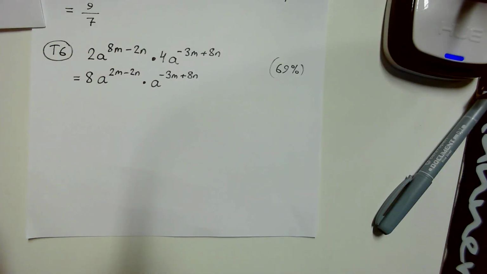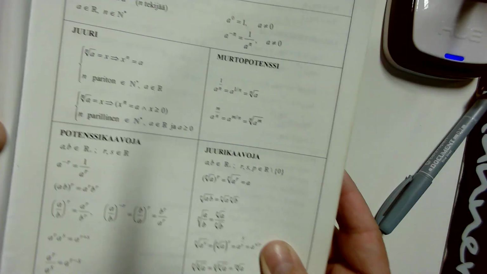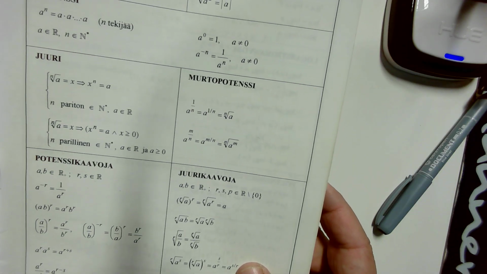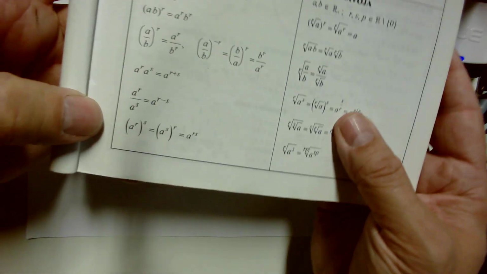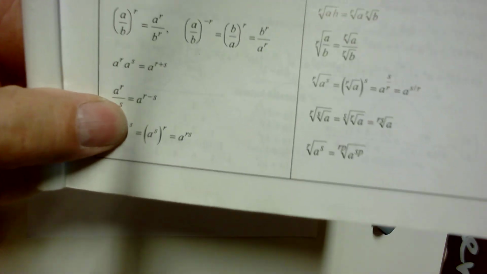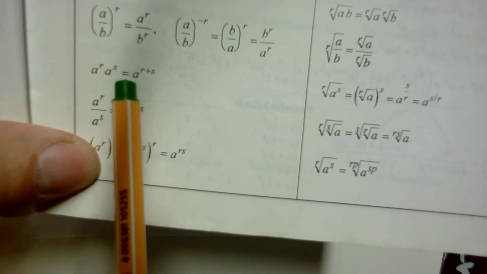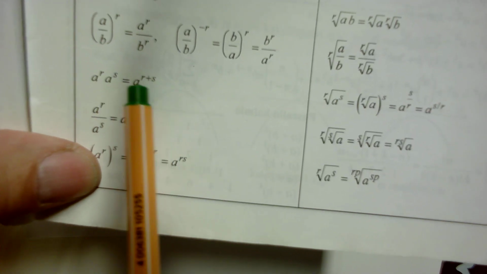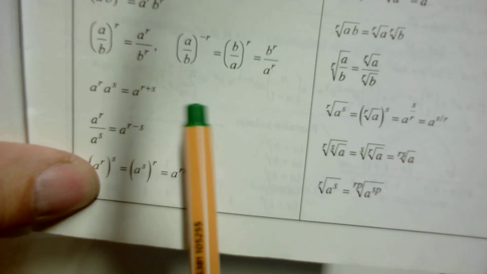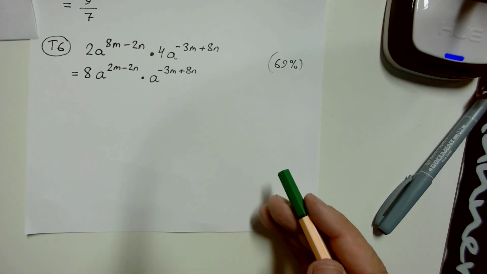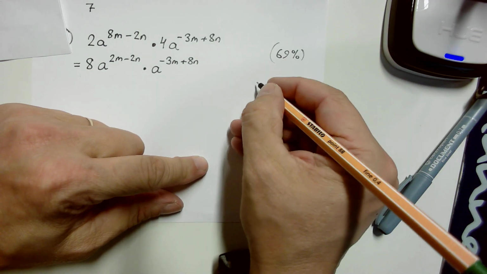Yes, and I wanted to show here, in the first page of this book, we have a with the exponent r and a with the exponent s, and we see that the rule is that we sum those exponents together, r plus s.